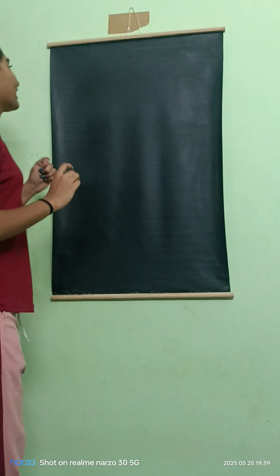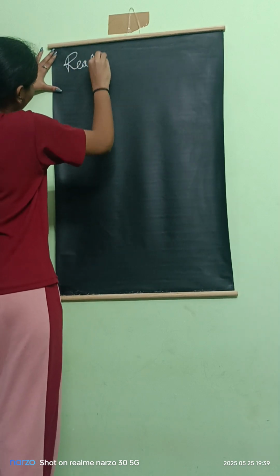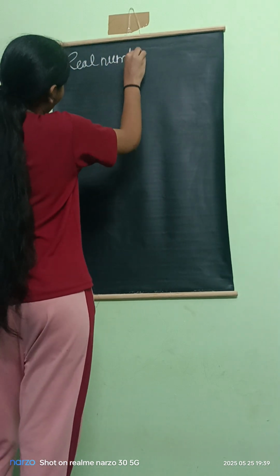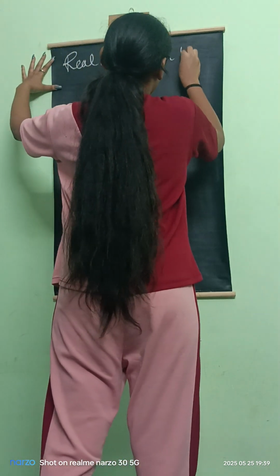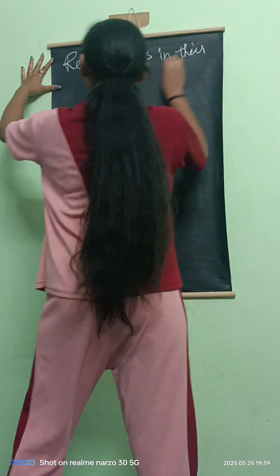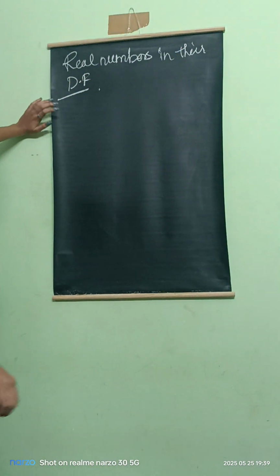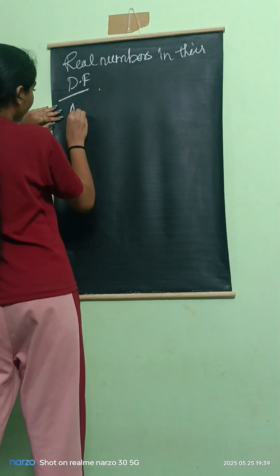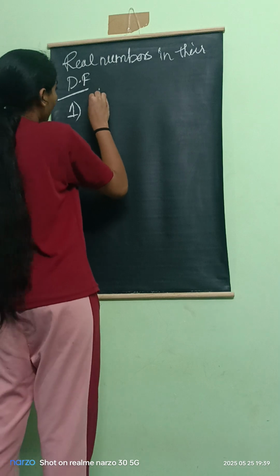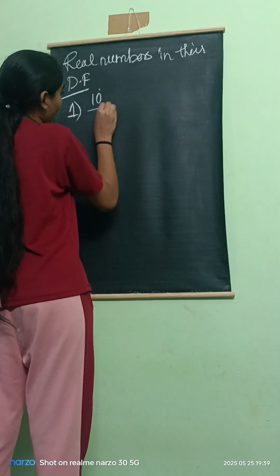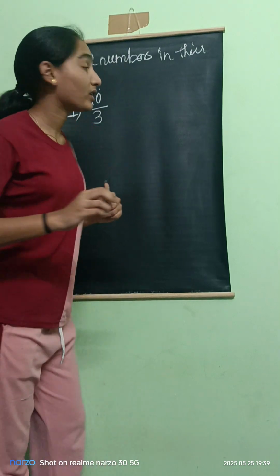Yeah, next let's get into the topic very briefly and deeper. Yes, let's get into the real topic now. Real numbers in their decimal form. DF means the decimal form. So let's take an example. The first example will be 3 by 10. Yes, our first example is 3 by 10.